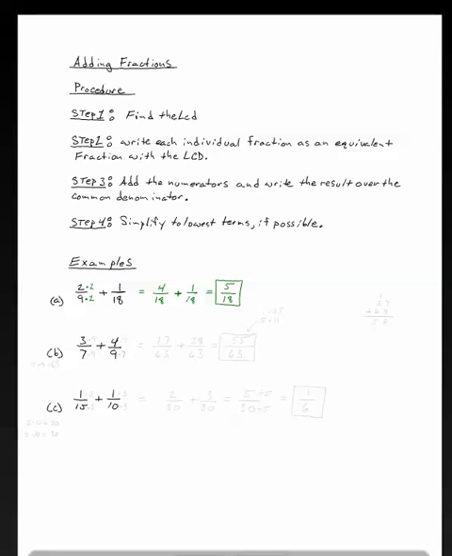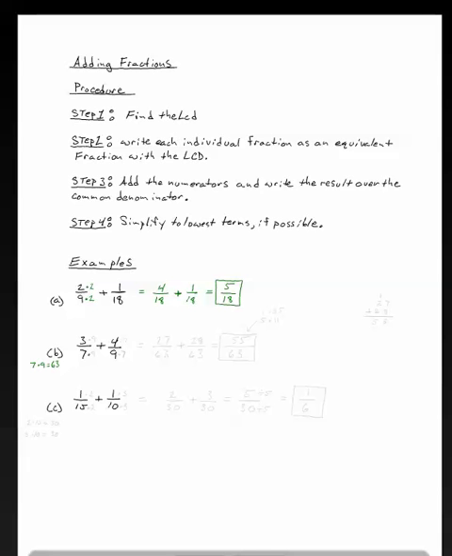Example B gives us 3 over 7 plus 4 over 9. So we need to find the lowest common denominator of 7 and 9. And you can either use the multiple method that we looked at with reducing fractions and finding an LCD, or we can just say, all right, well, let's see here, 7 and 9. Well, I know that 7 times 9 is 63, and there's no smaller multiple than that.